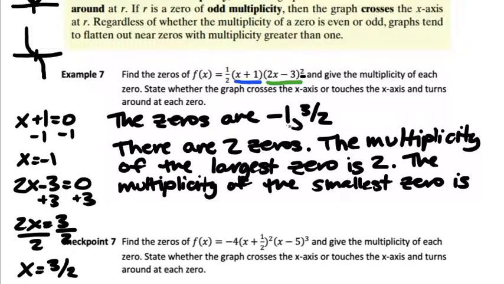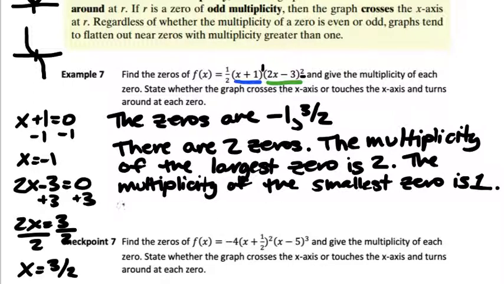The smaller number is -1. Go back to that set of parentheses that led to the -1, and the power on that set of parentheses is 1. If there is no power, it's an automatic 1. So the multiplicity of the smallest zero is 1.